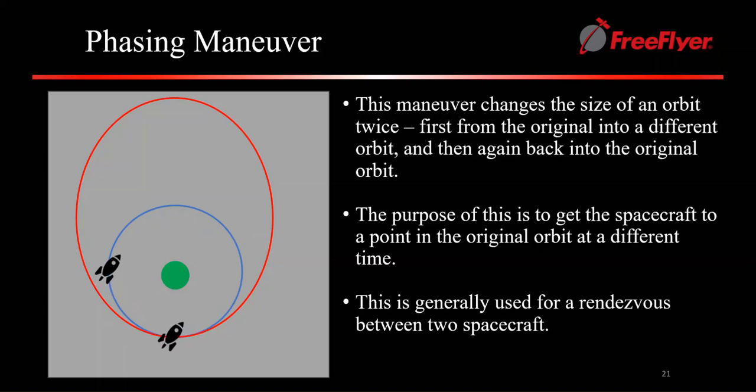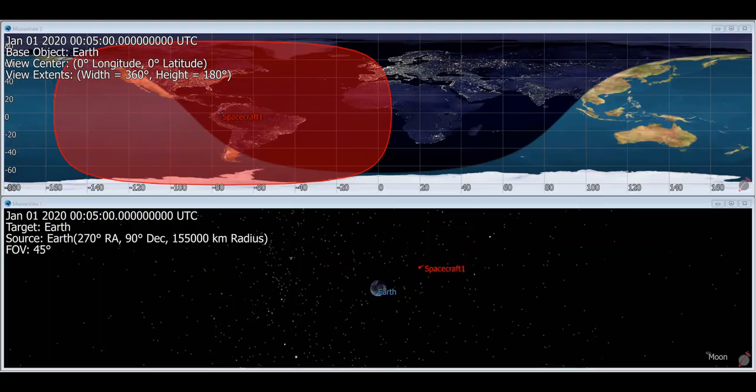Our first spacecraft changes into the red orbit, which allows it to enter the blue orbit and rendezvous with the second spacecraft. This concept can also be modeled in FreeFlyer, a powerful orbital dynamics software.